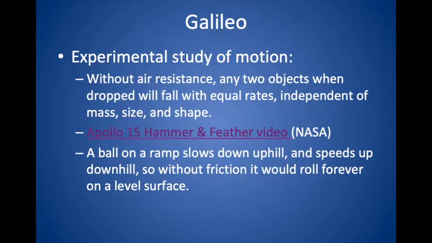Another thing Galileo noticed was that if you have a ball rolling on a ramp, and the ramp is going up, the ball will slow down. And if the ramp is sloped downward, the ball will speed up as it rolls down. So Galileo concluded that if there were no friction, then a horizontal ramp would allow the ball to roll forever. He regarded the natural motion as being one that doesn't change.